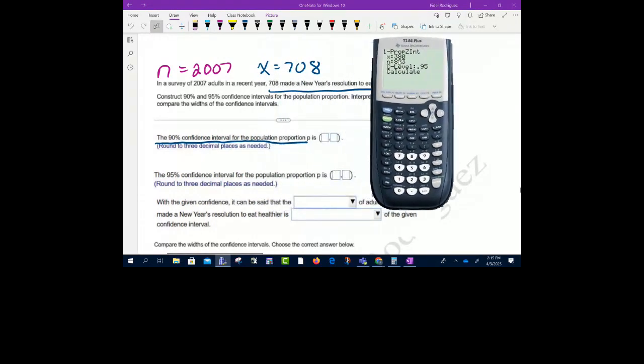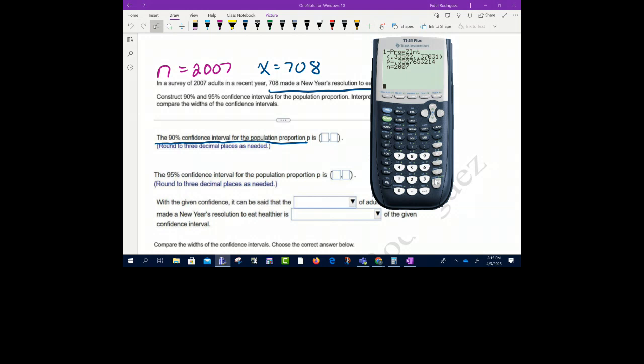Look, it's asking me for my X number. Our X number, we said, was 708. It's asking me for my N number. My N was 2007. And we're going to do this for a 90% confidence level, so right here I'm going to enter 0.90. Then I go down to Calculate and hit enter. It's telling me in this problem to go to 3 decimal places, so I'm going to write 0.335 and 0.370.